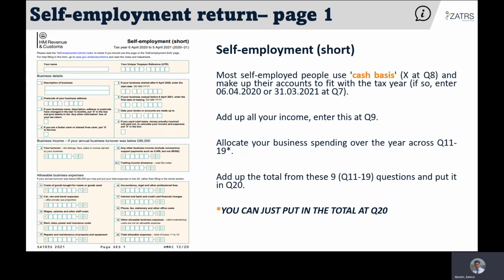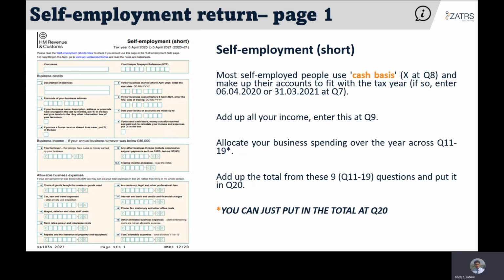At question 9, you write in what's called your turnover. And this is all the money that's come into your business during the year. And that could be from sales that you have made. It could be from fees that you have been paid. Add it all up, and the total to the nearest pound goes into box 9.